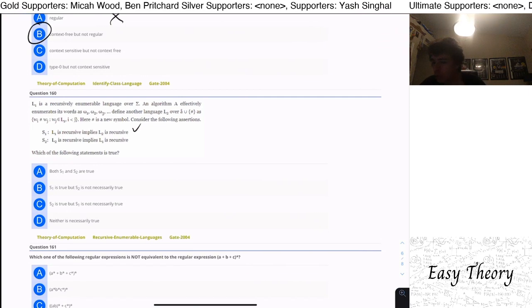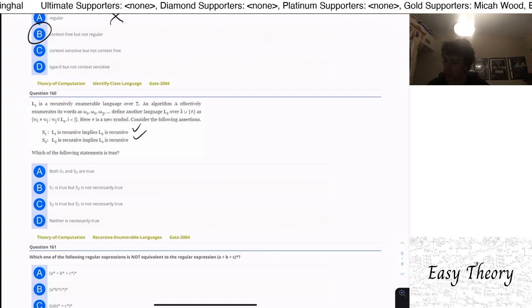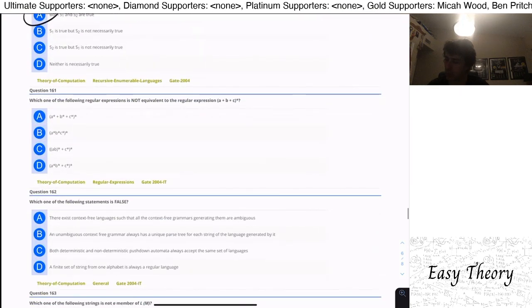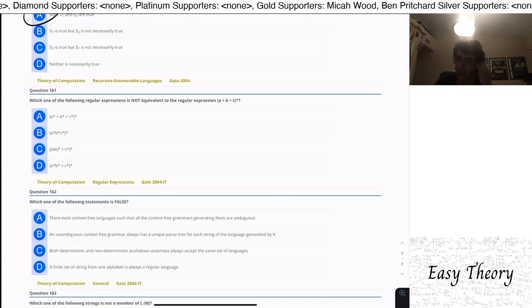L2 recursive. Yeah, because L1's a recursively enumerable language. Yeah, that one's also true because it just prints the words. Yeah, so that one's also true. So both of them are true. Which of the following regular expressions is not equivalent to this? Let's see.